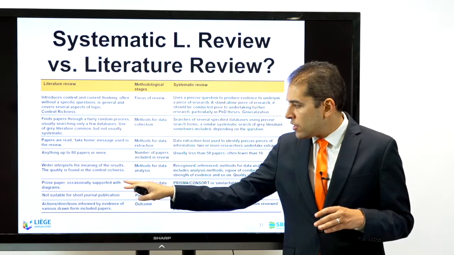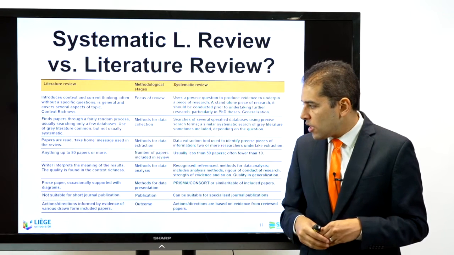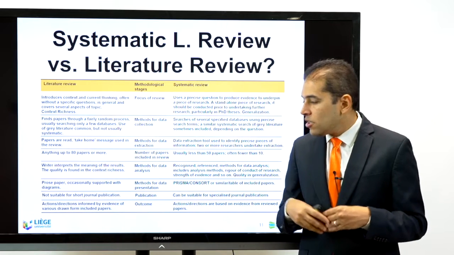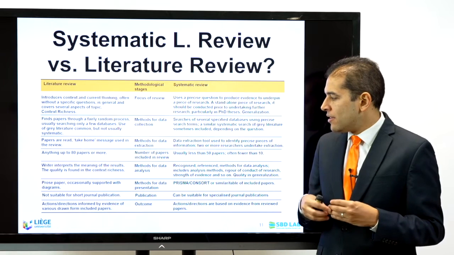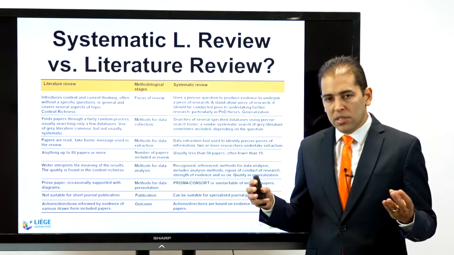One of the big important differences between a literature review and a systematic literature review is that in the literature review, the writer interprets the meaning of the results. The quality is found in the context richness. So the more you explain the context, the better and the more relevant your literature review is.